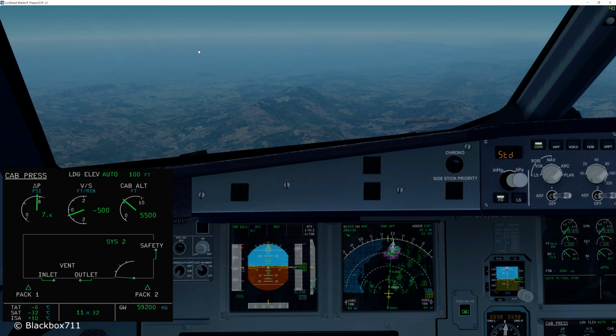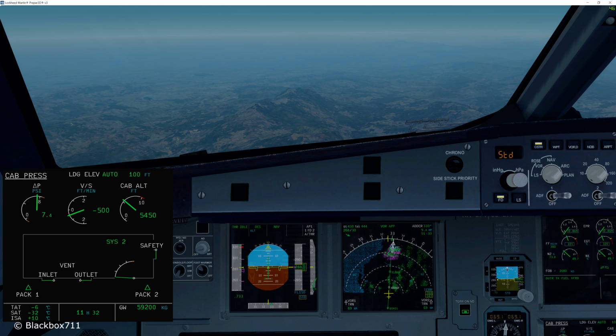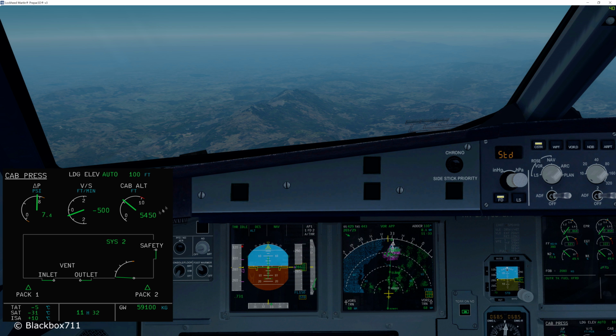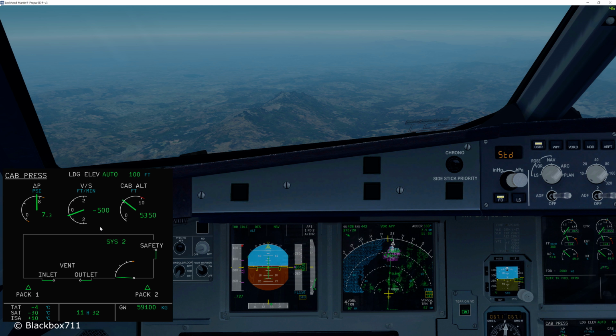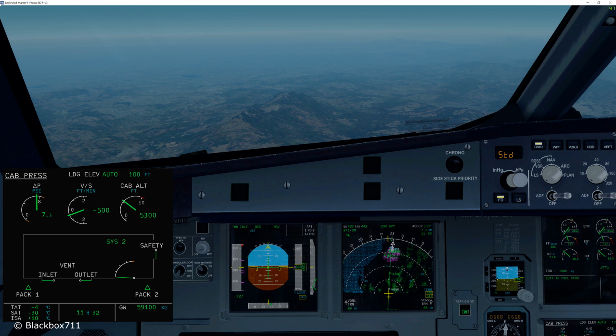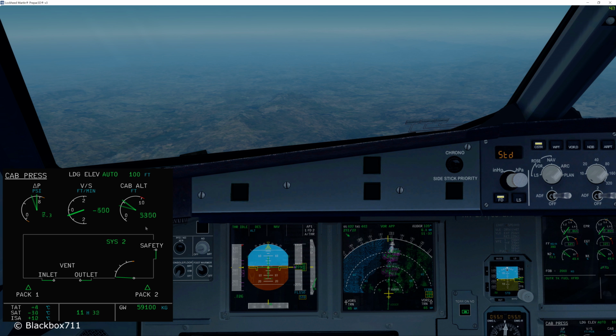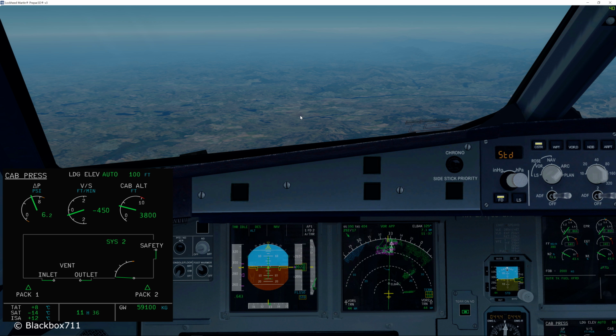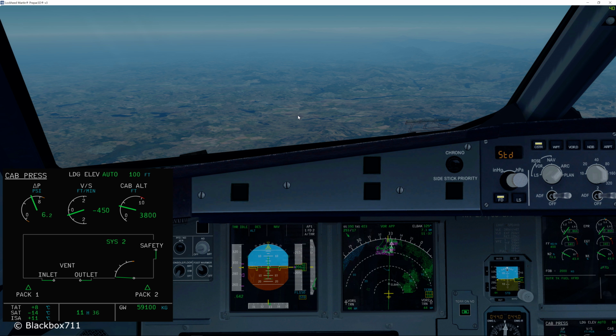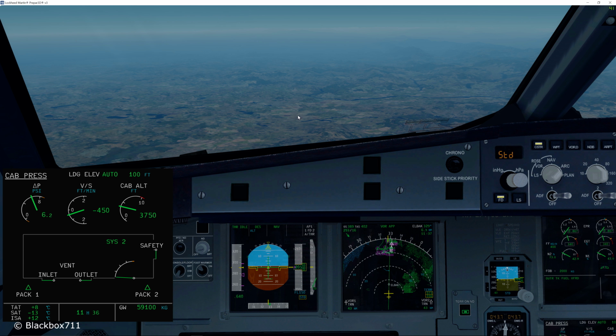Alright, passing 29,000 feet, you can see that the differential pressure has dropped down to 7.4 psi. Still have a stable descent rate at 500 feet per minute on the cabin, and the cabin altitude now is at 5,400 feet. Again, this descent schedule is controlled by the cabin pressure controller, and that is fully automatic. And coming up to 20,000 feet, differential pressure 6.2 psi, and the cabin altitude now at 3,700 feet.